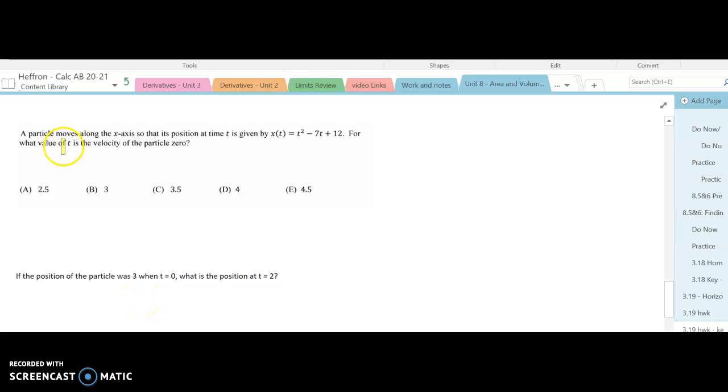So in this question you've been asked, a particle moves along the x-axis and they've given us position. For what value of t is the velocity of the particle equal to 0? Well, we need to get from position to velocity, so v is the derivative of x, or 2t minus 7, and we want that velocity to equal 0. So we'll just set this equal to 0, 2t equals 7, t equals 7 over 2.